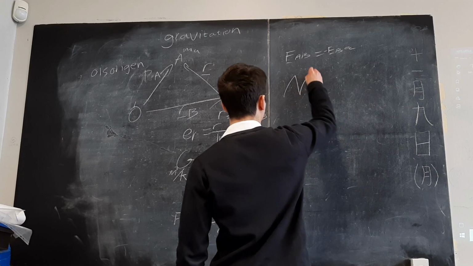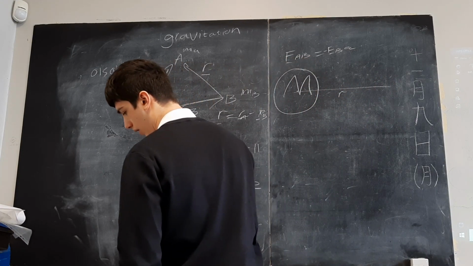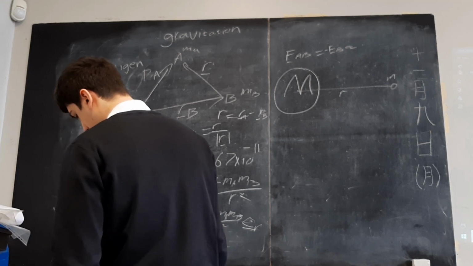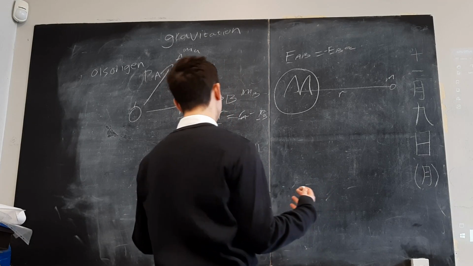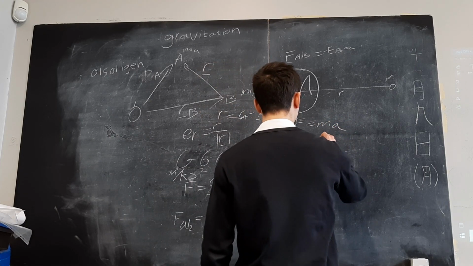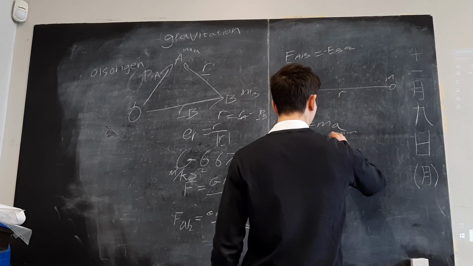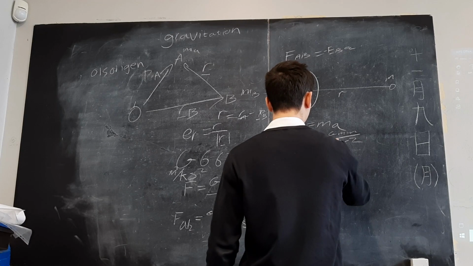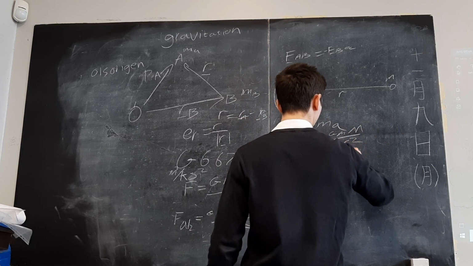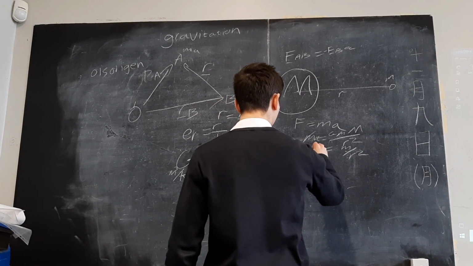So we have the large M and the small m. We're going to use both this and F equals ma, so we're finding a. So m a equals G M m over r squared. These cancel, so a equals big M over r squared, equals g.